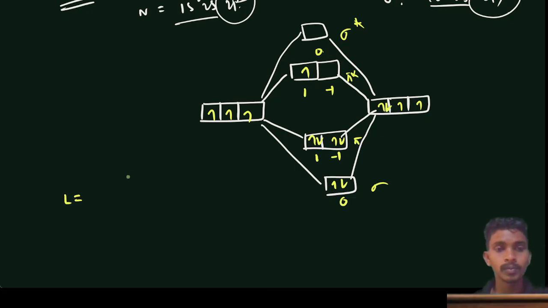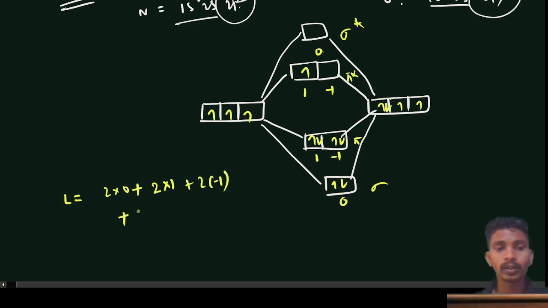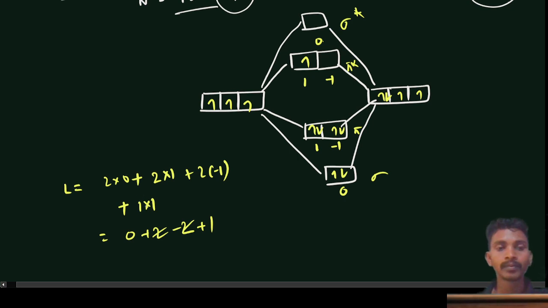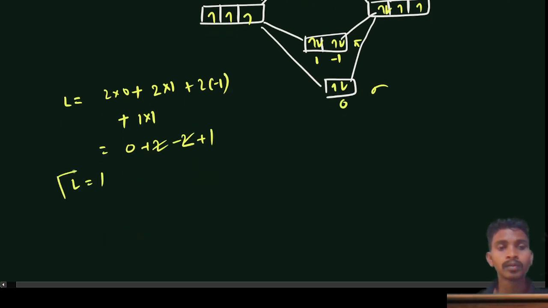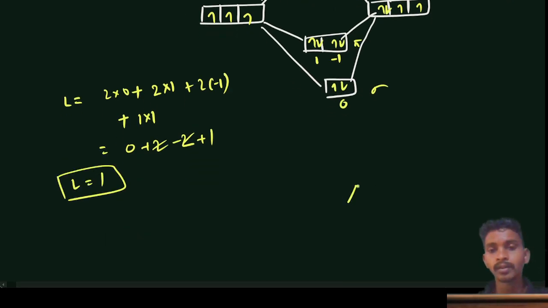Here 0 means all will be 0, so 2 into 0, let's say, plus here 2 into 1, plus 2 into minus 1. Okay, plus here 1 into 1. So total, if you calculate, this is 0, this is plus 2, this is minus 2, and this is plus 1. So this cancels off, then L is equal to 1. So if L is 1, then that is this.